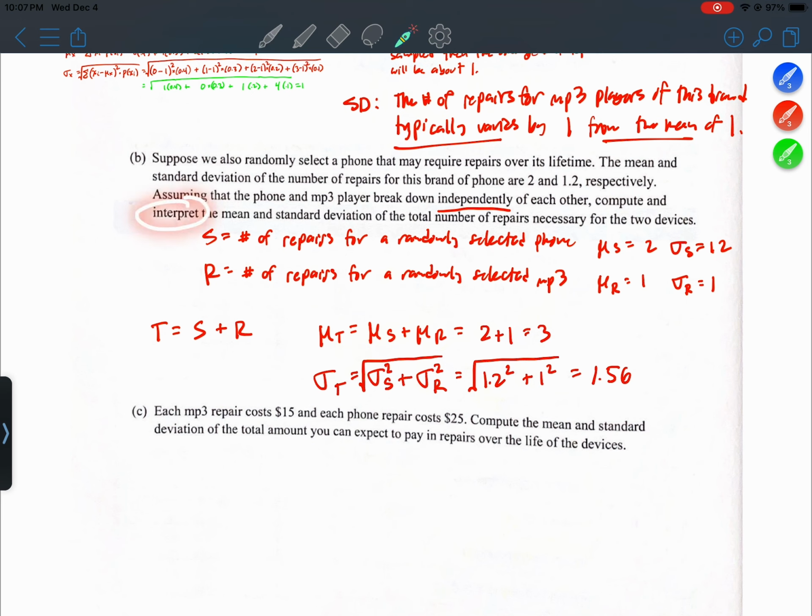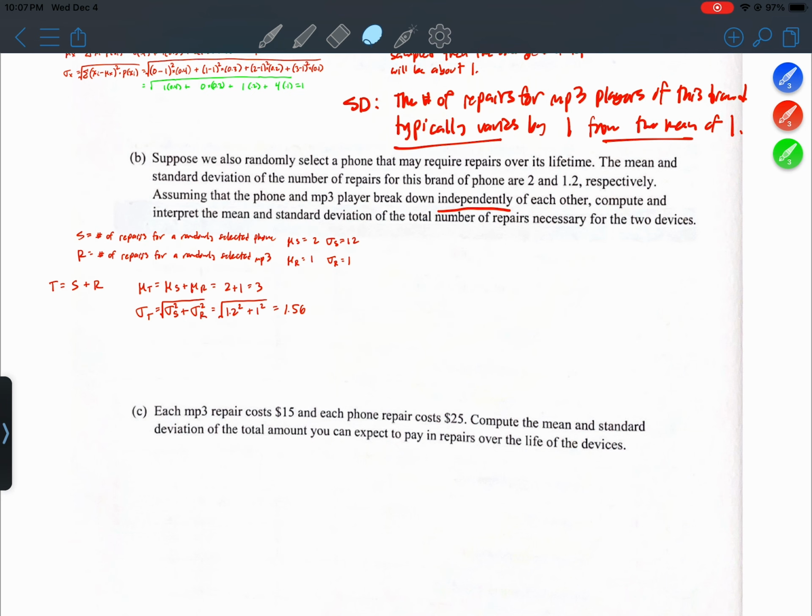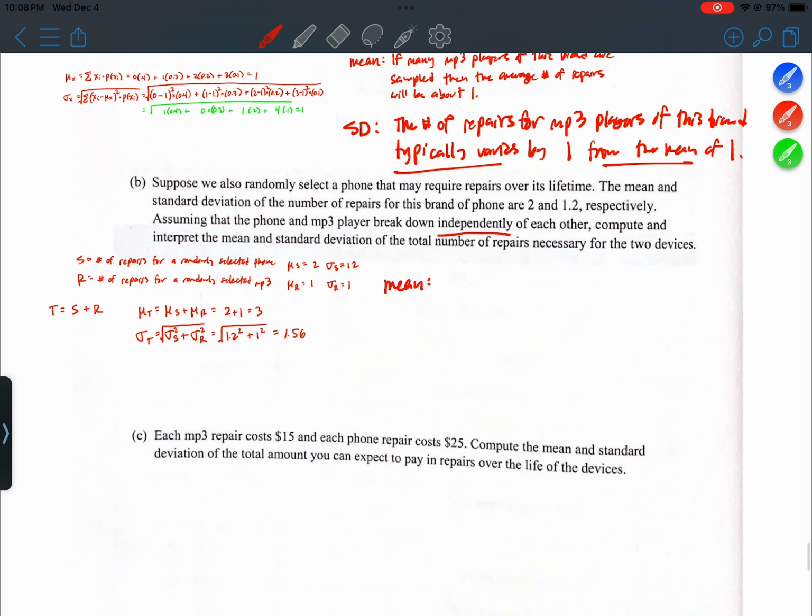It also said to interpret it. Goodness. Where's the space for all this work? Well, I'm going to have to make some space. All right, so first, let's interpret the mean. So we could say, if many phones and MP3 players are sampled together, or if many combinations of phones and MP3 players are sampled together, I guess I'll go with that.